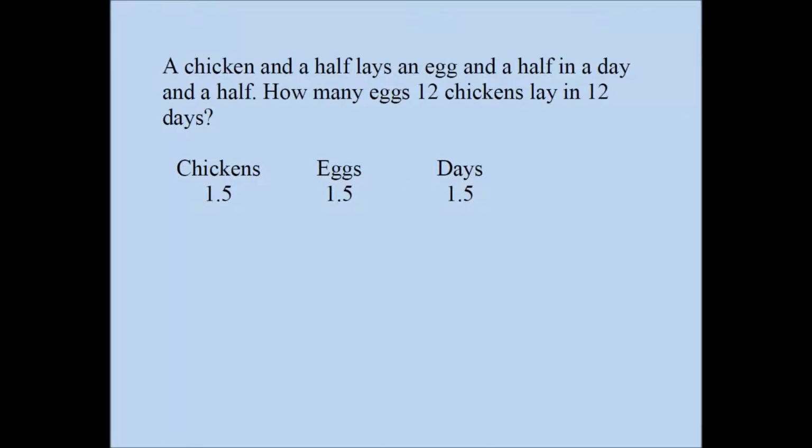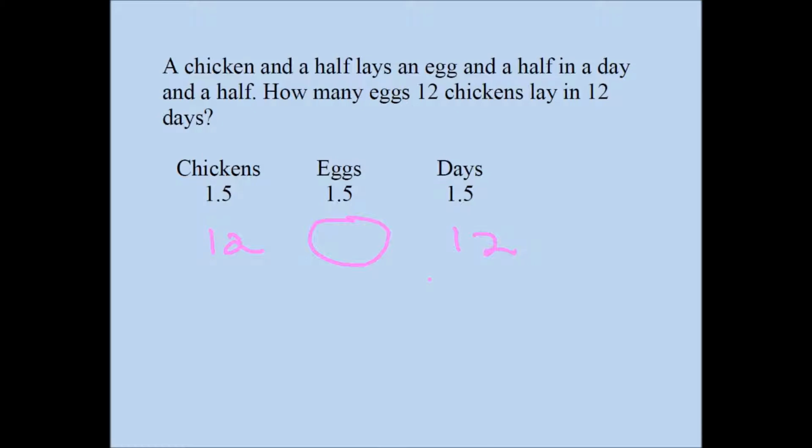The idea is to solve this problem so that I can have 12 chickens here, 12 chickens here, and 12 days here, and I don't know what I should get here. Whatever I get here would be my answer. So we're going to use the two techniques that we have discussed in the previous slides to get to that.